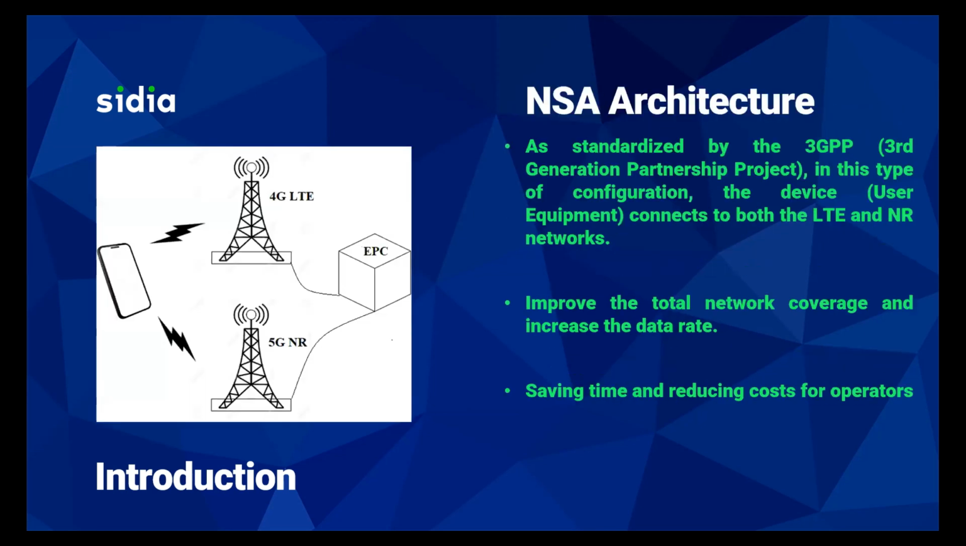Just to show you and present the NSA architecture of 5G. It was standardized by the 3GPP, as we all know. And as I said, it connects both LTE and NR networks, where the LTE is the anchor of the system. All the signaling and the process is done on the 4G packet core, that in this figure you can see the EPC, right? This is the core of the 4G.